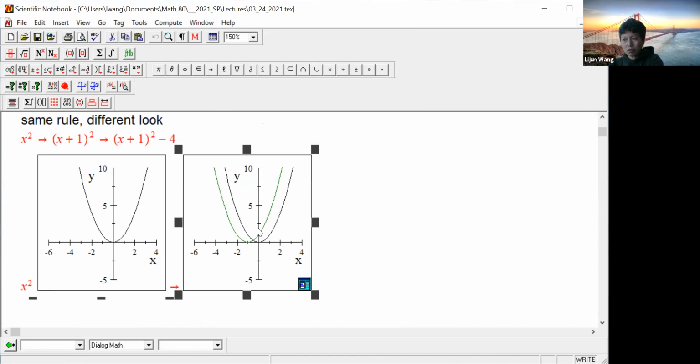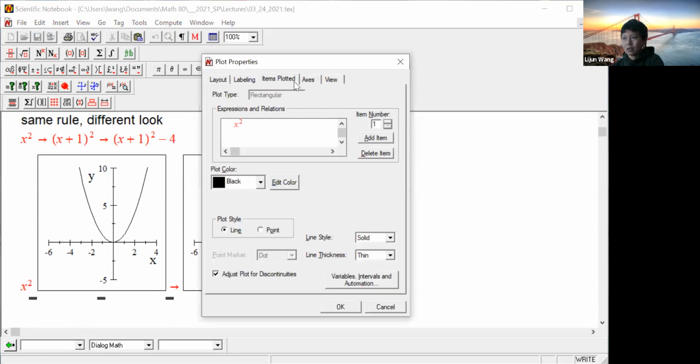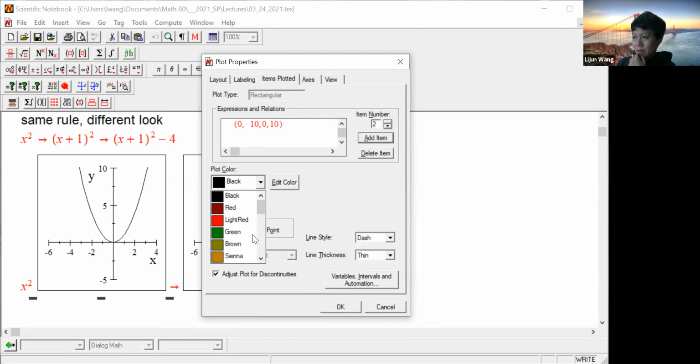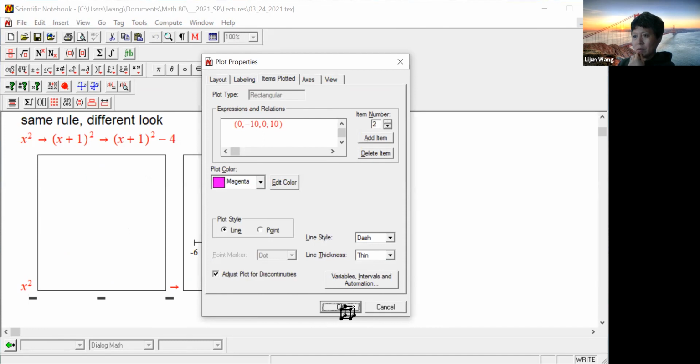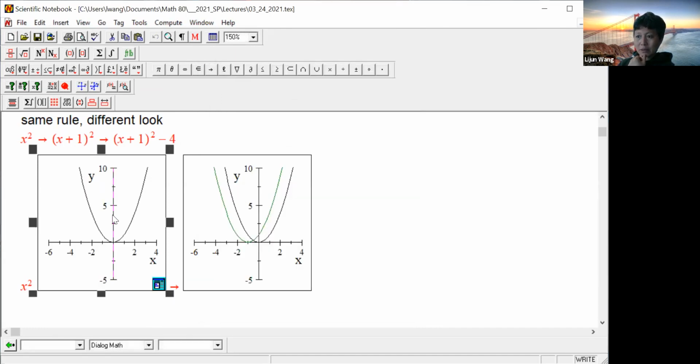So the line of symmetry in x squared, what is the line of symmetry? It's the y-axis here, right? The line of symmetry here. I'm using a broken line. What color should I use? Make it visible. Purple. Okay, that's the line of symmetry, which is the y-axis, right?